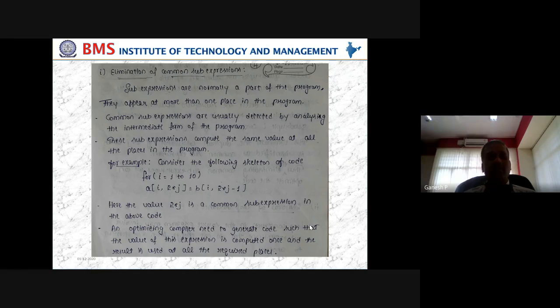If that is the case, why unnecessarily every time do I need to compute 2 into pi into r? So what will the system do now? The system will compute 2 into pi, keep it as an intermediate value, then only multiply that value with r, and then the result is given. So that is an example of elimination of common subexpression.